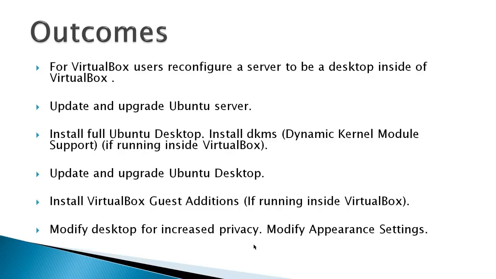So the first step would be to configure a server to be a desktop inside of VirtualBox. Basically what this means is adding some additional RAM, random access memory, and reconfiguring some video settings. Then before the desktop is installed, you should update and upgrade your Ubuntu server. Finally, you install the full Ubuntu desktop.